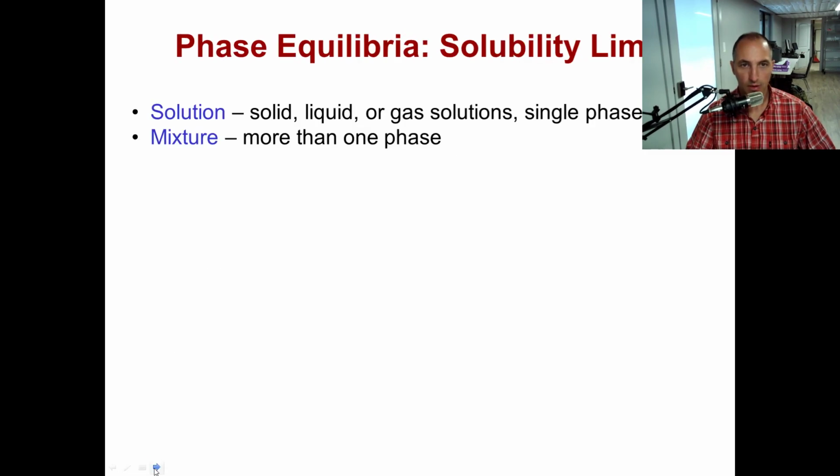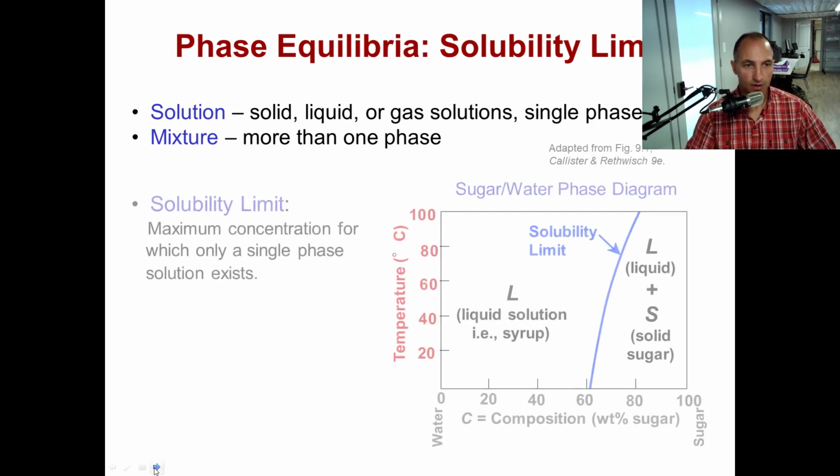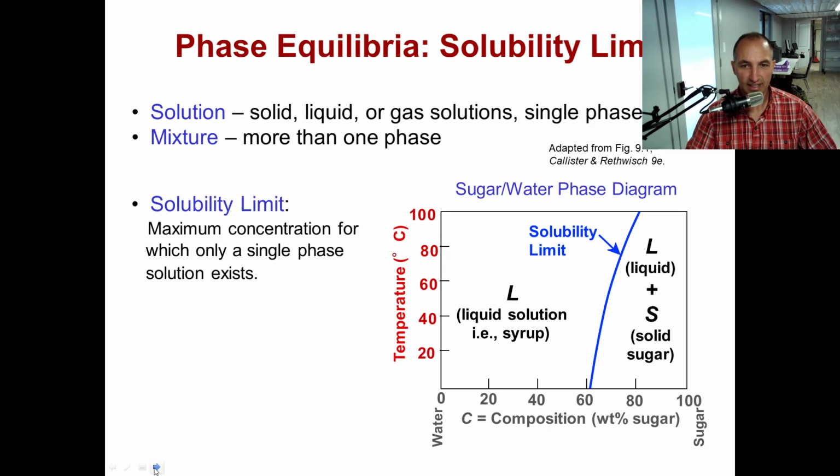Okay, so phase equilibria and solid solubility. A solution is just a solid, liquid, or gas solution, and it's a single phase. A mixture, however, is more than one phase. And the solubility limit is just the maximum concentration for which only a single phase solution exists.